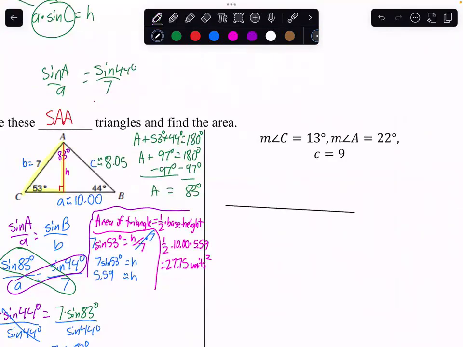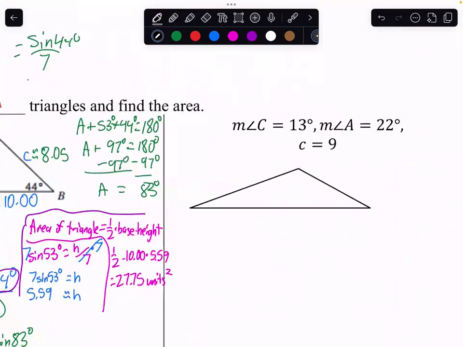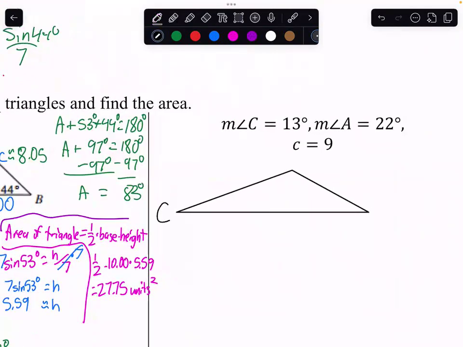Okay, so let's draw a long side on the bottom. And then we have some very small angles, right? 13 degrees and 22 degrees are both very narrow. So maybe it'll look something like this. We'll call this angle C, giving us 13 degrees. We'll call this one angle A with 22 degrees. And again, the missing letter is always going to be A, B, C. So B is the missing letter.